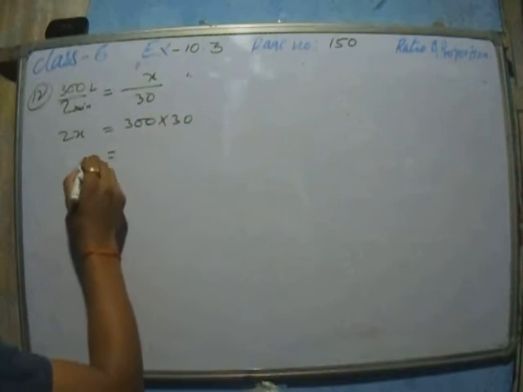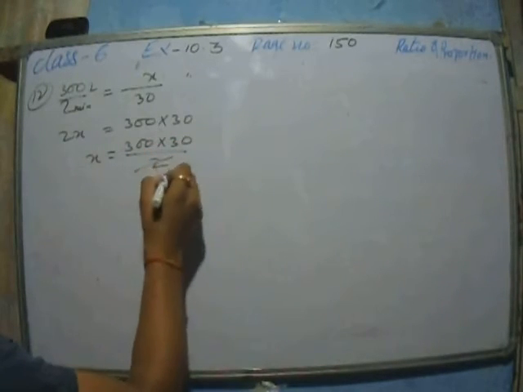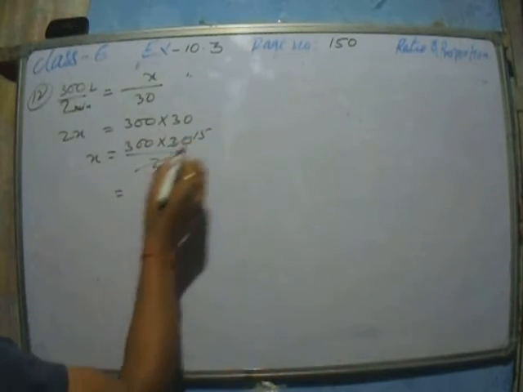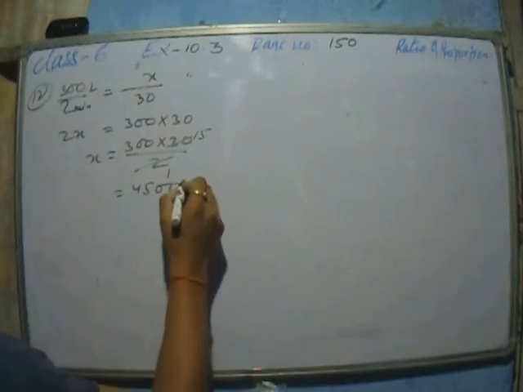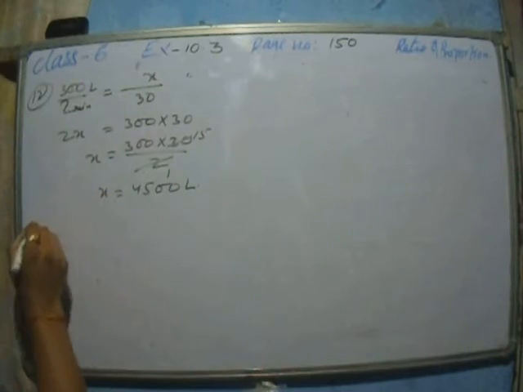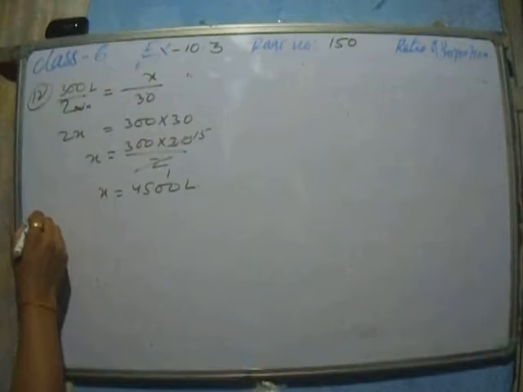We need to do here x is equal to 300 into 30 by 2. 2 1s are 2, 2 15s are 30. So 15 3s are 45, then 0 0. That is 4500 liters. Now after this question, question number 13.